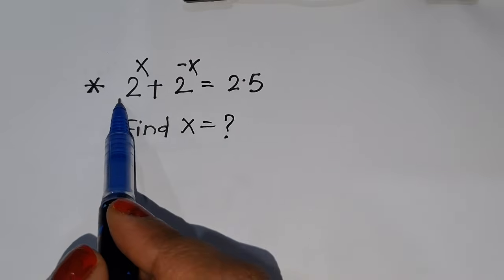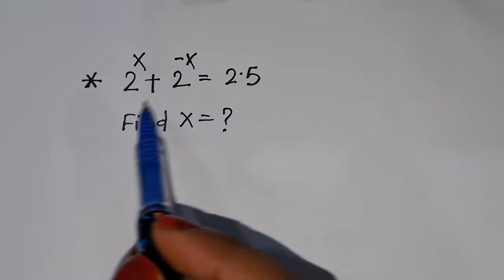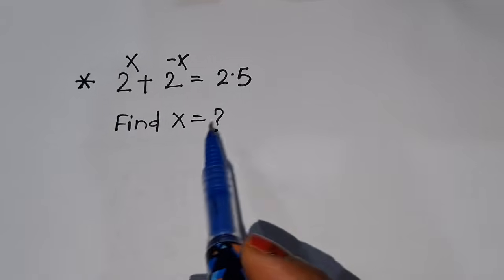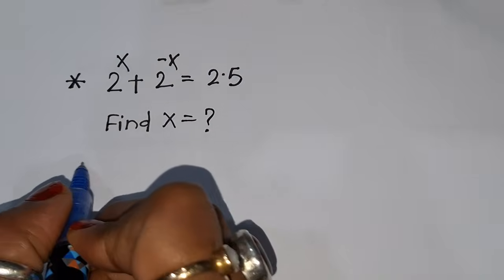The question is: given 2 power x plus 2 power minus x is equal to 2.5, we have to find the value of x. How can we find the value of x in this equation? Let's see the solution.